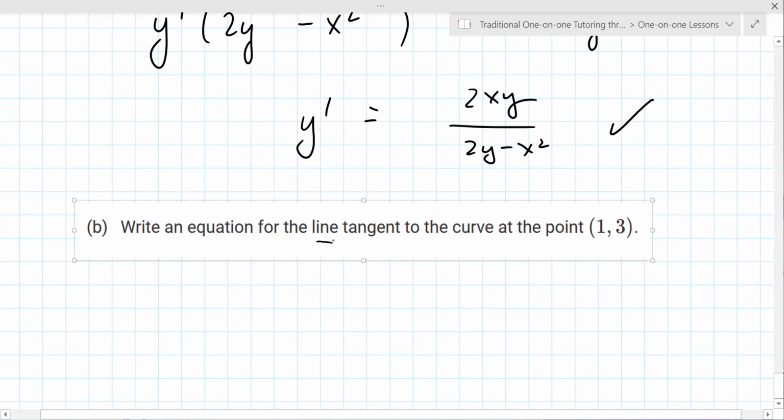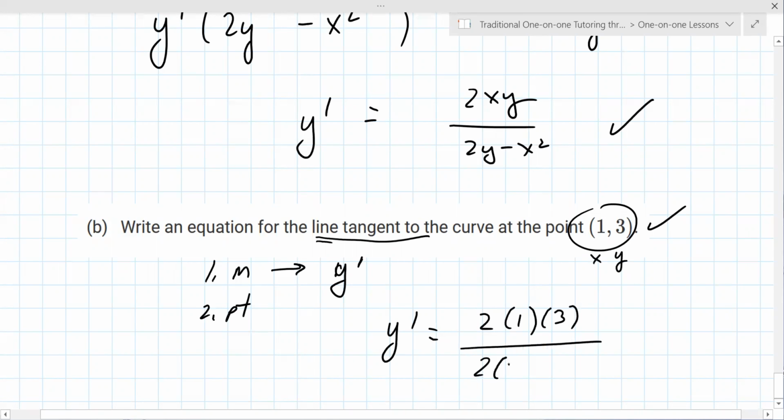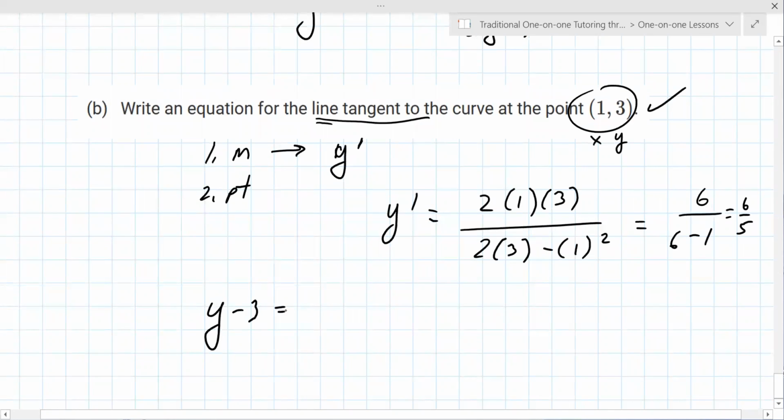So tangent line: need a slope, need a point. They give you a point, and the slope comes from the derivative. So you're already there. y prime equals, put these values in for x and y: 2 times 1 times 3 over 2 times 3 minus 1 squared. So you get 6/5 when you're done. And then you write your equation: y minus 3 equals 6/5 times (x minus 1).